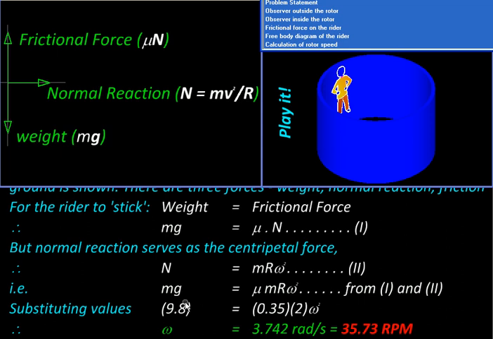Then we just substitute the values. g is equal to 9.8 and mu is equal to 0.35. Our radius is given as 2 meters. So omega is the only unknown quantity which can be isolated and calculated to be 35.73 rotations per minute, or 3.742 radians per second.